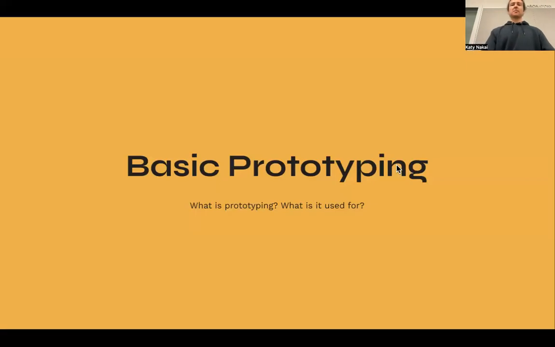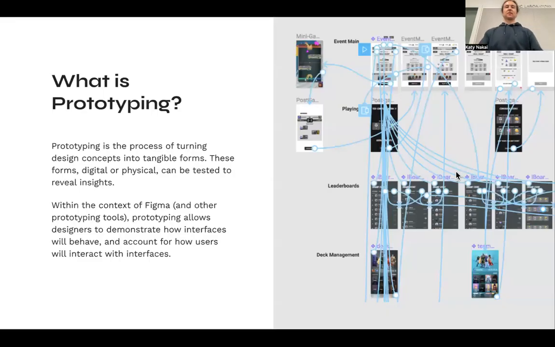Cool. Let's talk about prototyping. This is what I love to use Figma for. My favorite feature. So prototyping is the process of turning design concepts into tangible forms that can be digital or physical, but they can be tested to reveal insights. So within the context of Figma, prototyping allows designers to demonstrate how these interfaces we design will behave and how users can interact with our prototypes.